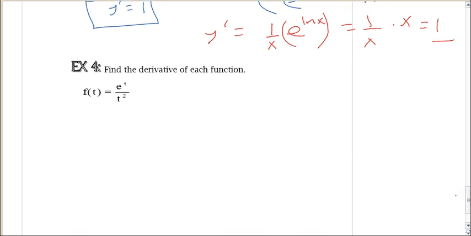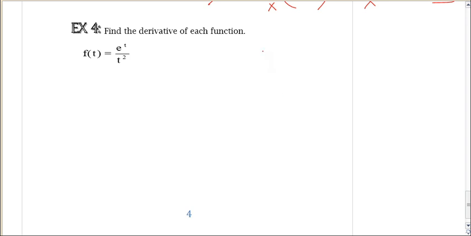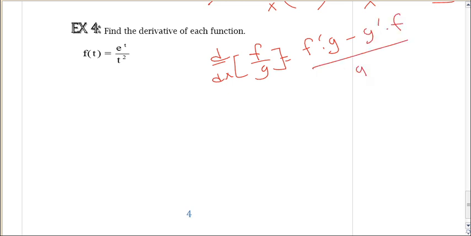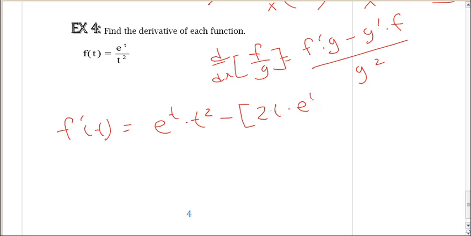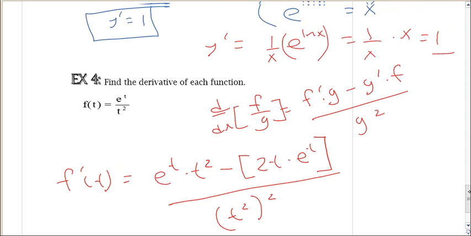Okay, last one looks like a little bit of quotient rule. If you don't remember what quotient rule looks like, it's f over g. And if I take the derivative, I basically get the derivative of the top times the bottom minus the derivative of the bottom times the top, all over the bottom squared. Okay, let's do it. F prime of t is equal to e to the t times t squared minus, grouping symbol, 2t times e to the t, all over the bottom squared. So t squared squared.